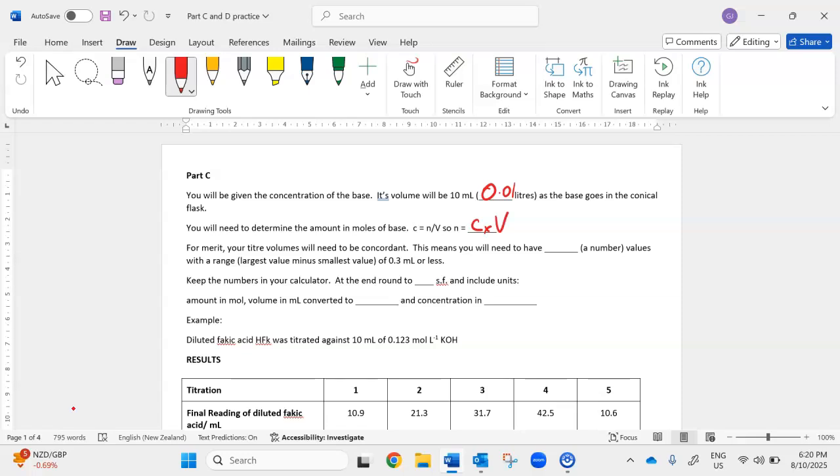For merit, your titre volumes will need to be concordant. This means you'll need to have at least 3 values within a range, meaning the largest minus the smallest of 0.3 or less. Keep the numbers in your calculator. At the end, round to 3 significant figures and include units, the amount being in mole, the volume being in millilitres converted to litres, and the concentration in moles per litre.